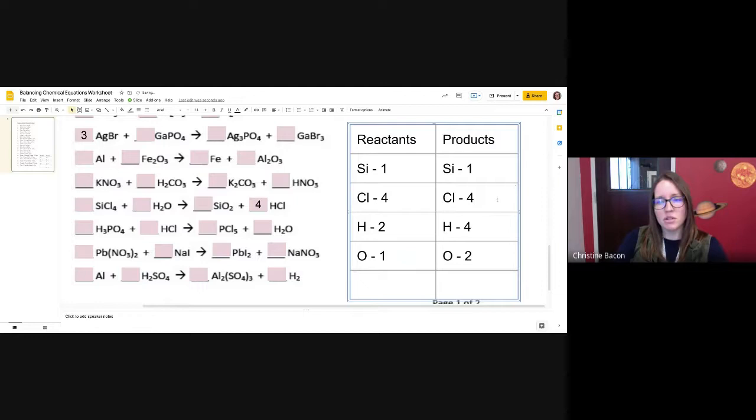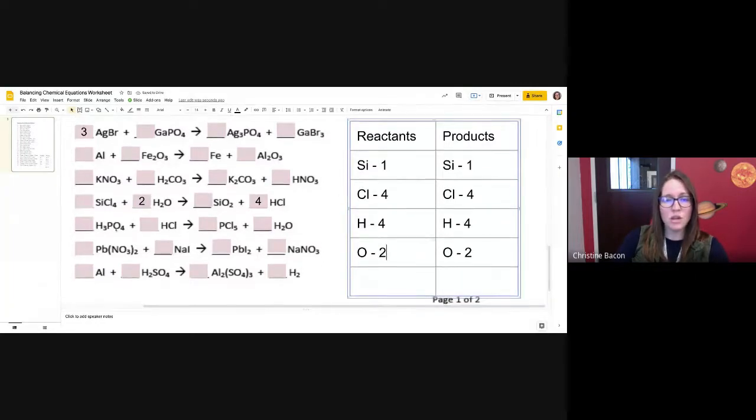All right, so silicone's still good, chlorine's good, hydrogen. All right, so by adding this 4 here, I now have more hydrogen in the products than I do in the reactant. So let's go back to the reactant side and see what we can do to bring this amount of hydrogen up to 4. Well, it looks like I can add a 2 because 2 times 2 is 4, right? So if I do that, that's helpful. And now that also changes the number of oxygen atoms I have on the reactant side. So 2 times 1 is 2. And if you look at that, we are balanced.